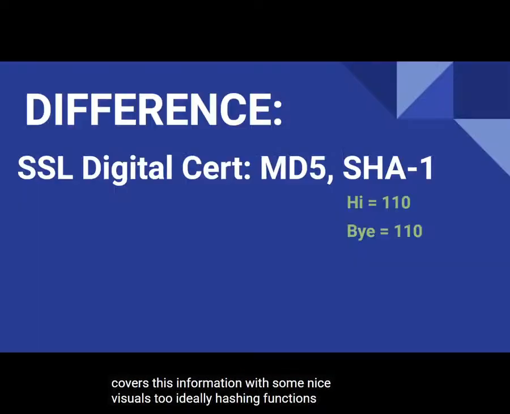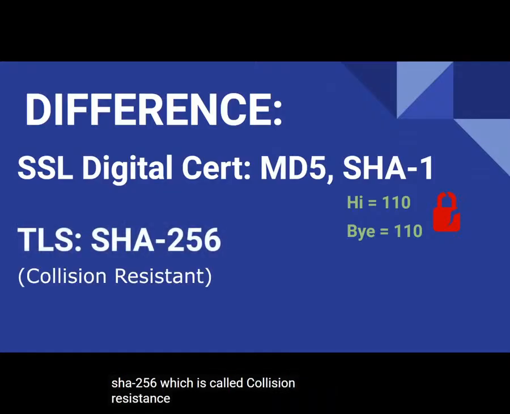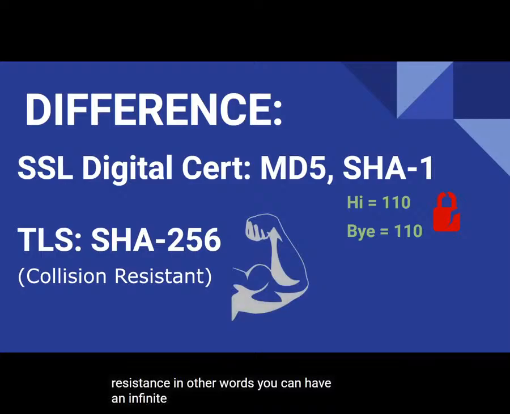Ideally, hashing functions should never produce the same output given any change to the input. TLS uses SHA-256, which is called collision resistance. In other words, you can have an infinite number of inputs that will never produce the same output, at least with today's modern computing power.